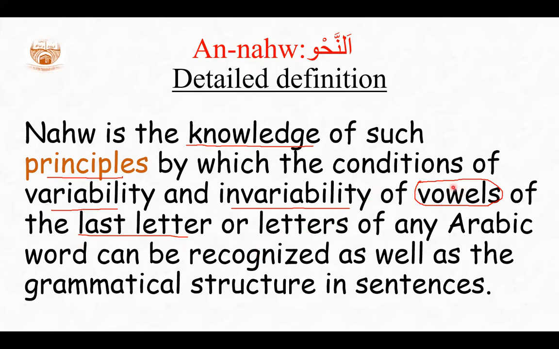So it mentioned here the changing and variability taking place with vowels. And where would those vowels occur? In the last letter: waladun, waladan, waladin. Or letters: muslimuna, muslimina. So you have the change of letters there. Once you can recognize the reason for the variability, where the changes take place, and how it changes, then we have learned Nahu. We know the principles, that is Nahu, and the grammatical structure in the sentences.